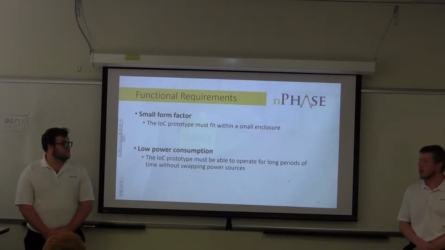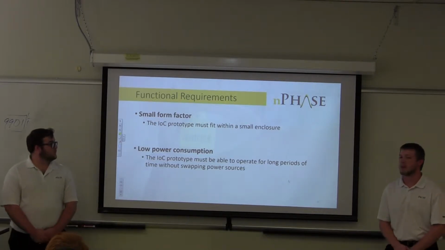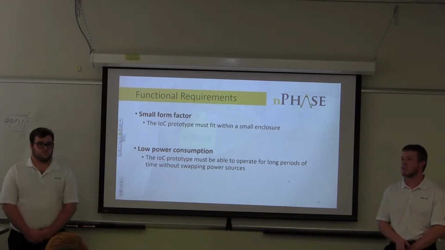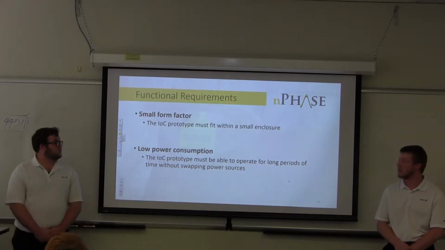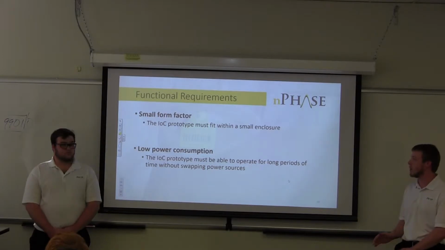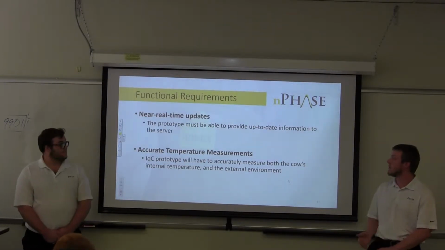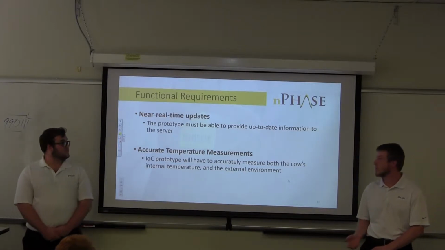So now we have our functional requirements. We have 6 of them. First is a small form factor. The IOC prototype must be able to fit within a small enclosure. Next we have power consumption. The IOC prototype must be able to operate for long periods of time without swapping the power sources. Next we have the real-time update requirement. Our prototype must be able to provide up-to-date information to a server.